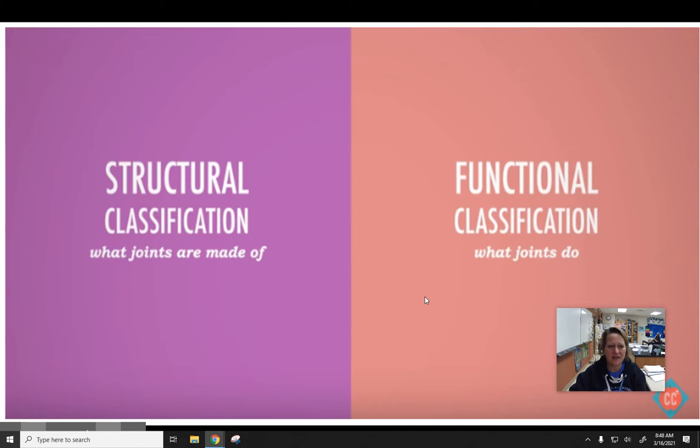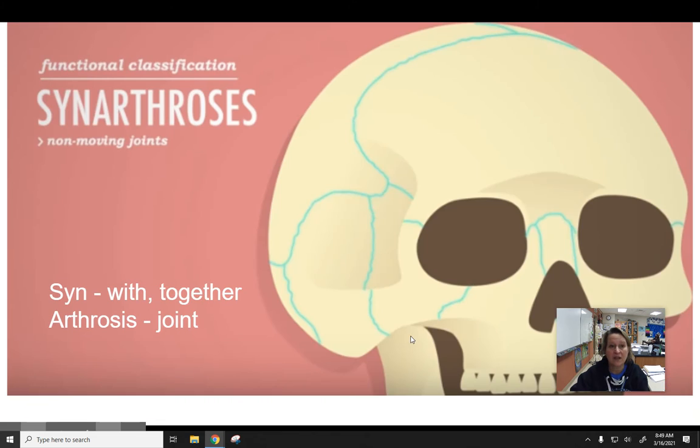So the first thing is that joints are classified in two ways, either structural, what they're made of, or functional, what they do. Looking at the functional classification, we have what is called synarthroses. Syn means together or with, and arthroses means joints. So get that into your notes. Those are going to be in your skull, and they join your bones together really tightly, so there's not going to be any movement between those joints.